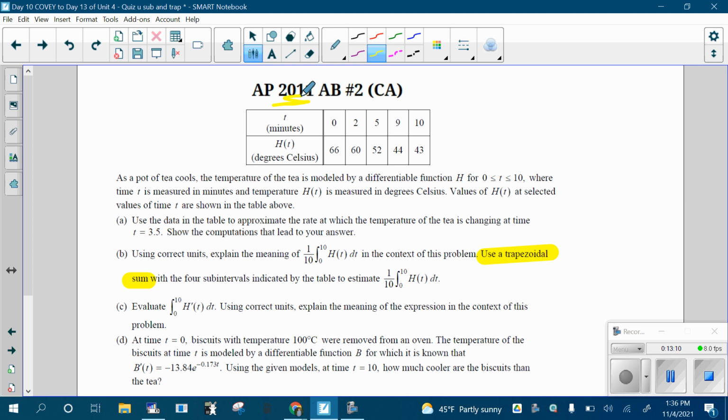I want you to pause, give this a try, calculator active, unpause. We'll chat about the questions. Make sure you use your calculator a lot. This is definitely heavily calculator active.